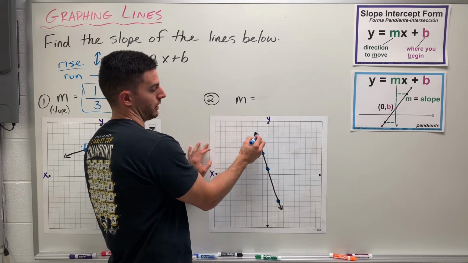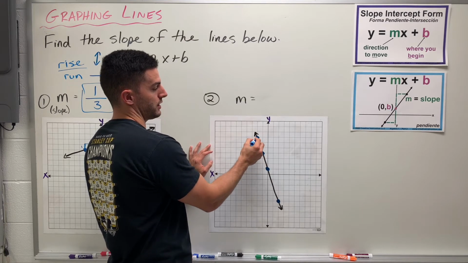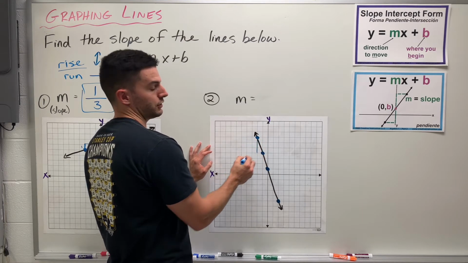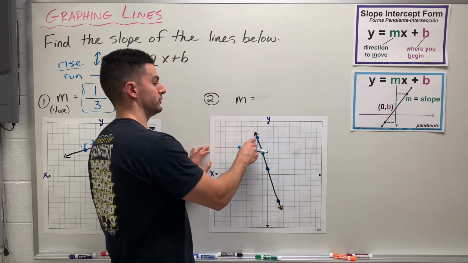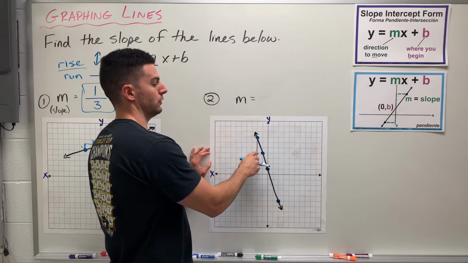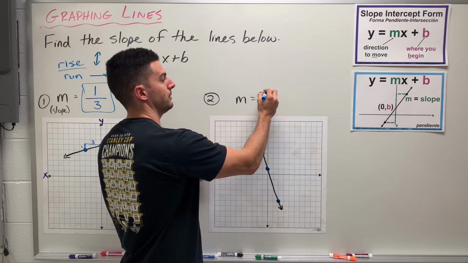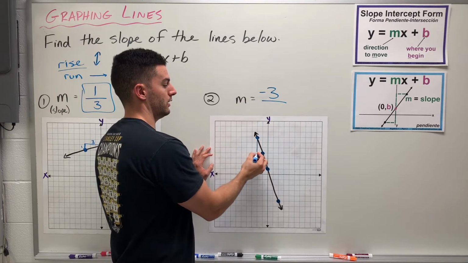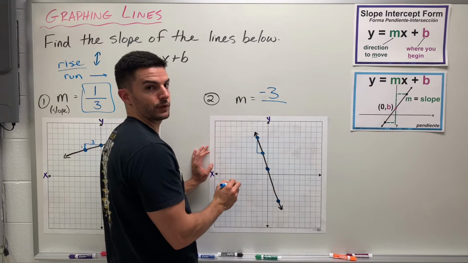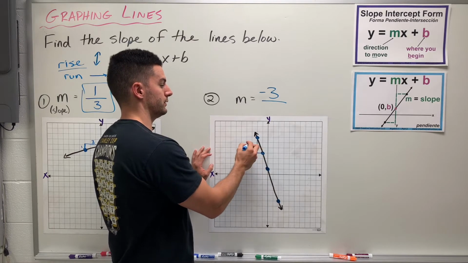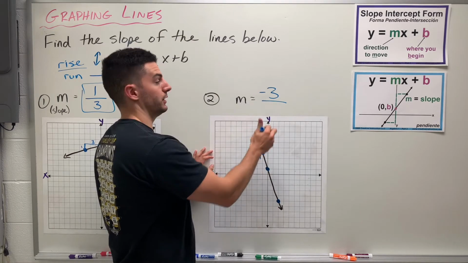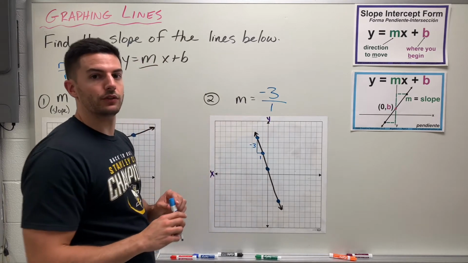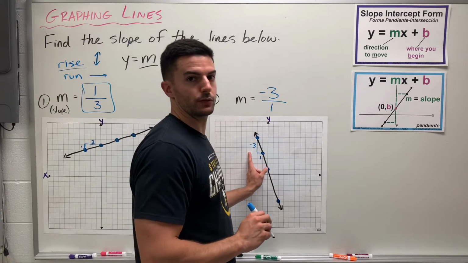So we start here, and we're thinking, okay, from this point to this point, it's moving down a certain amount, because you worry about the up or down first. And so I'd say it's moving down 1, 2, 3. So down 3, so that means a -3 for my rise number, my top number of the fraction. And then it moves right 1. Okay, so down 3, right 1. So down 3 and right 1 means -3 over +1 would be the slope for this one.